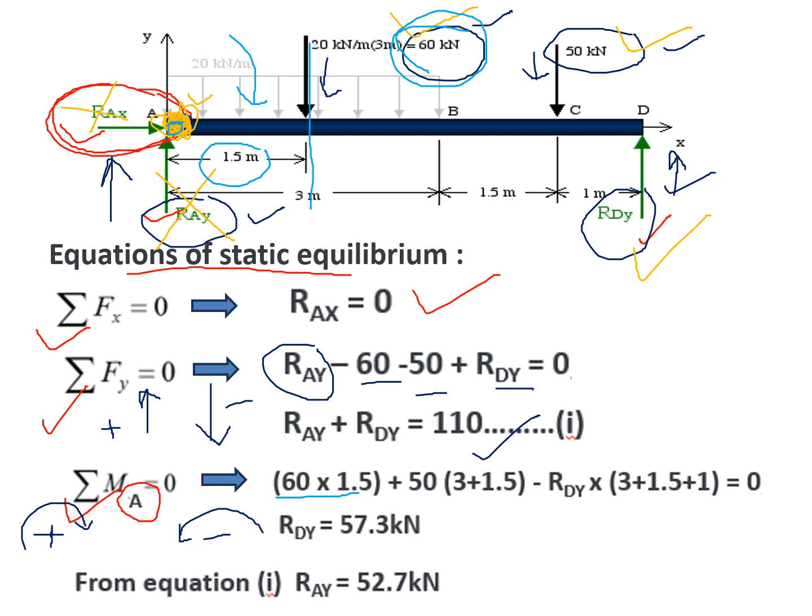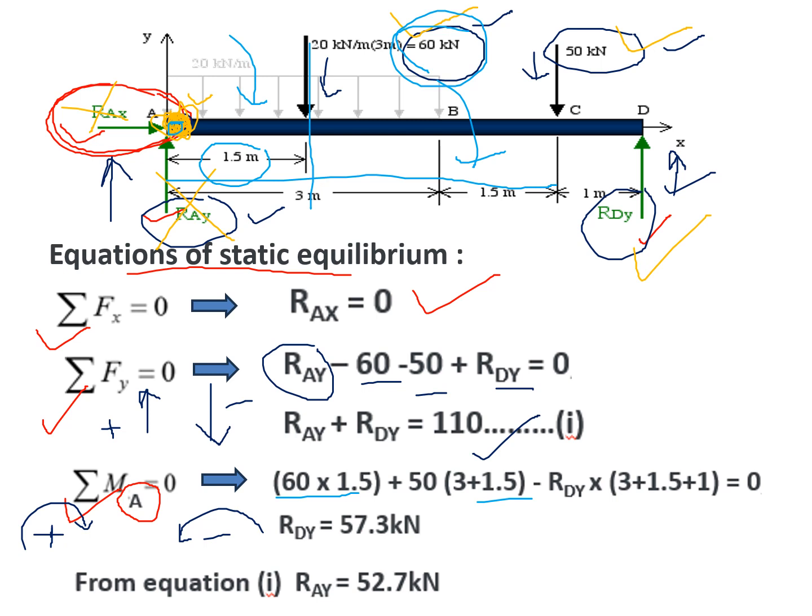Next is 50. Again about A, that will rotate clockwise. 50 is the force. Now the distance from A. This is the distance, so this is 3 plus 1.5. Again it is positive because that is clockwise.